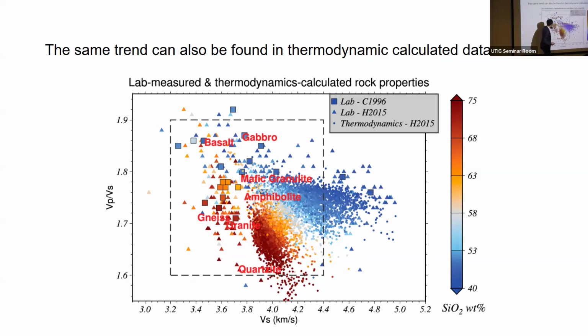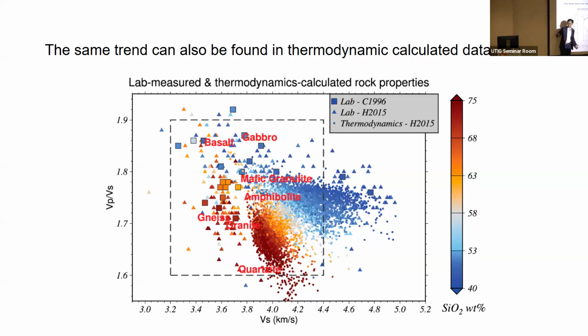Well, the trend is slightly different from what you see from the lab. There's a DC shift here, but it's generally the same trend. So if we can capitalize on this trend, then that will be a big step forward. Well, in order to do this, you need to know the shear velocity.